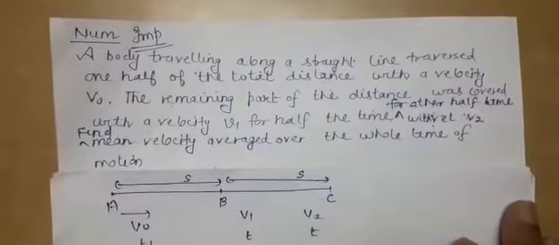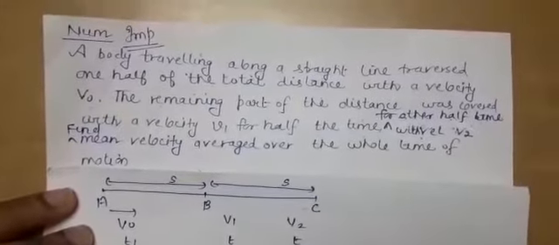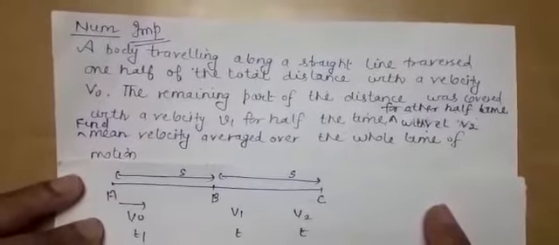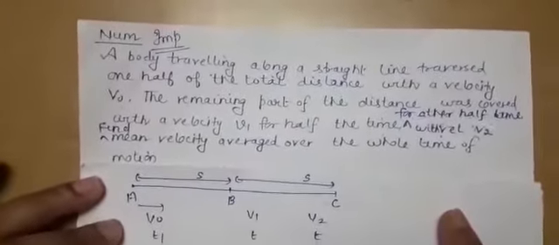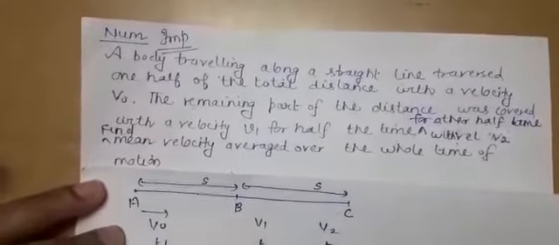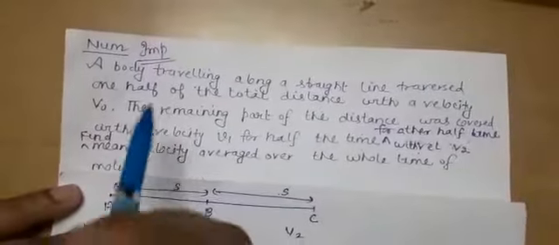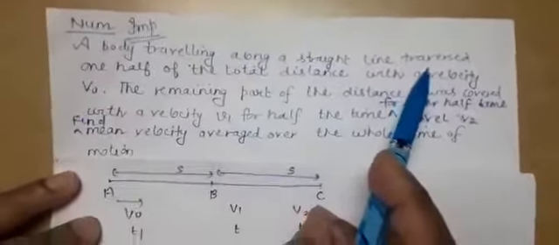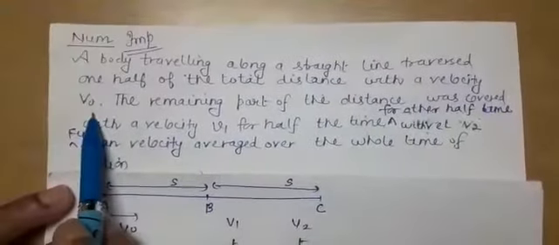Now let me take one more numerical to understand the concept of average velocity. It's a very important kind of numerical. When you understand it, you will be able to solve many numericals. Although this concept is also based on the basic formula that average velocity is equal to total displacement upon time taken. See the statement. A body traveling along a straight line traversed 1/2 of the total distance with velocity v0.